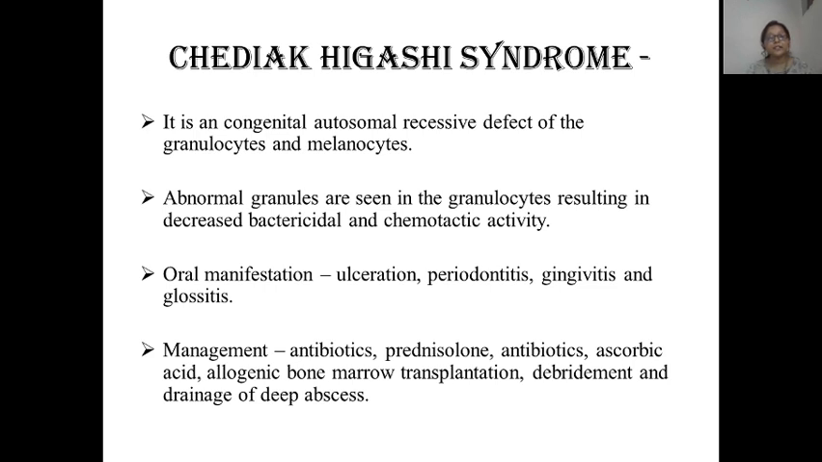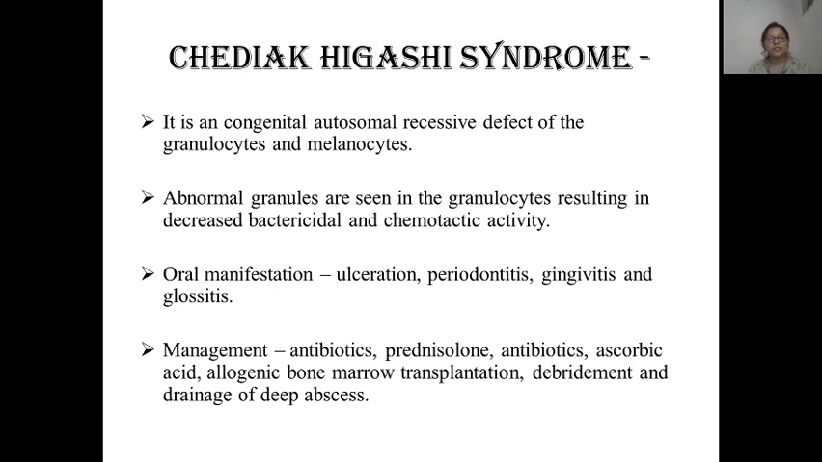Another syndrome here is the Chediak-Higashi syndrome. It is a congenital autosomal recessive defect of the granulocytes and melanocytes. Abnormal granules are seen on the granulocytes, resulting in decreased bactericidal and chemotactic activity. The granules contain various defensins and cathepsin type of enzymes which help in the bactericidal and chemotactic activities. Therefore, abnormal granules cause the decreased bactericidal and chemotactic activity.